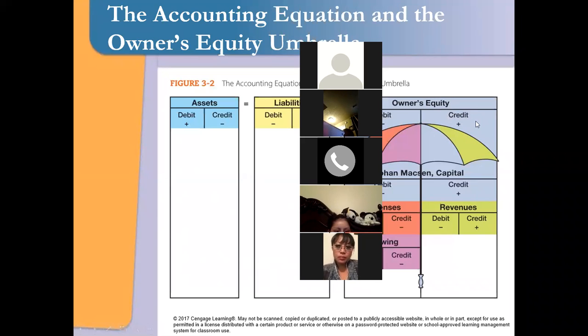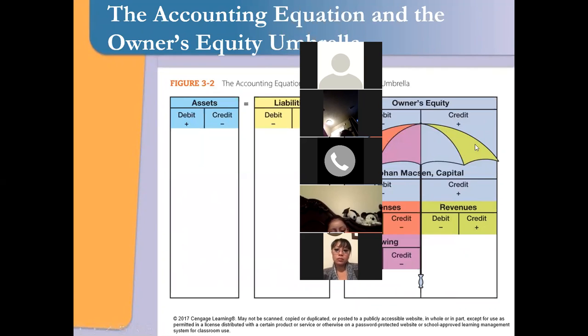All right. So again, as I mentioned before, don't think of debit as subtract and credit as plus. That's not what it means. Debit just means left side of the T account. Credit means right side of the T account. So as we go through more of our examples, we'll get a chance to see that.